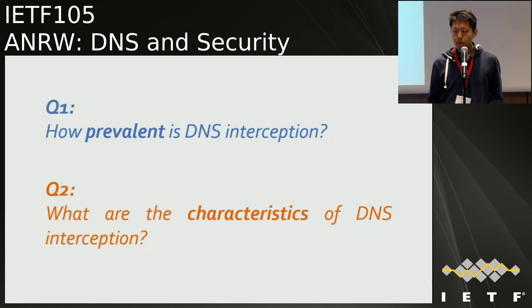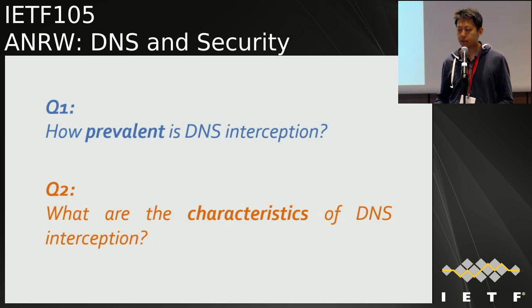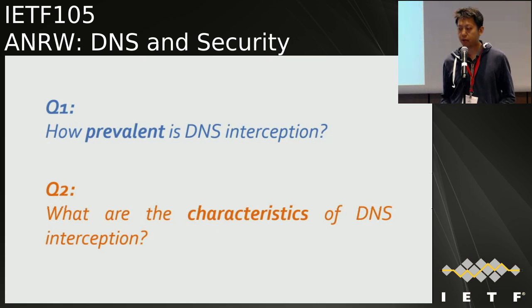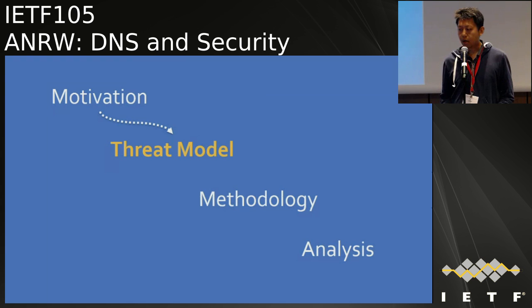Basically, the two main questions we want to answer in this research are, first, how prevalent is this practice, how prevalent is DNS interception? And second, what are the characteristics of the DNS interceptions, what's their strategy, and what do they look like in practice? So let's first come to the threat model.